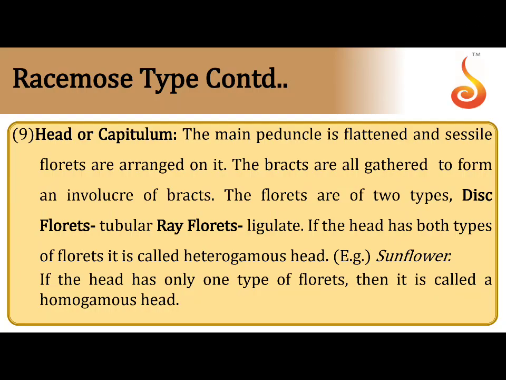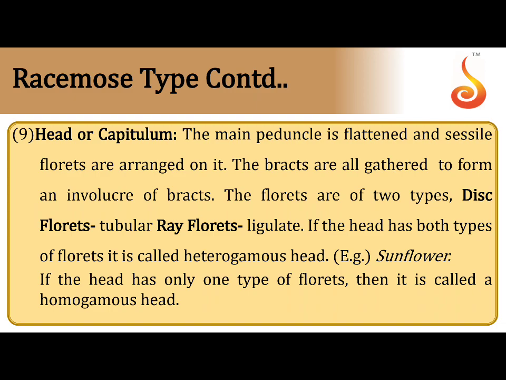We studied types of racemose, out of which there is one complicated inflorescence which is called head or capitulum, and this is characteristic of the family Asteraceae, which is also called Compositae because it consists of two types of flower on the capitulum, which we call a heterogamous head. So ray florets and disc florets is something which we already discussed.